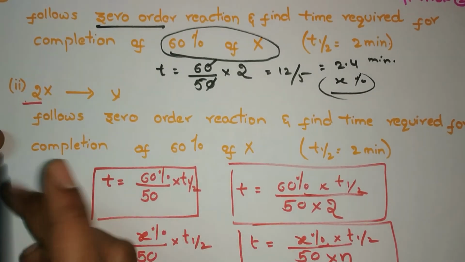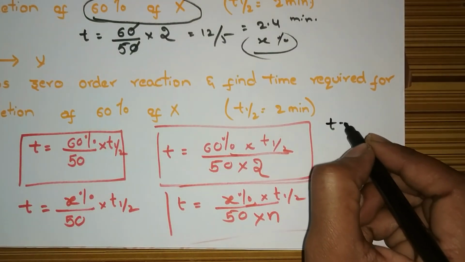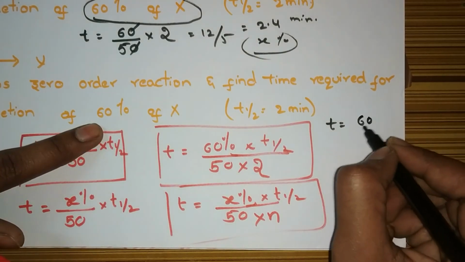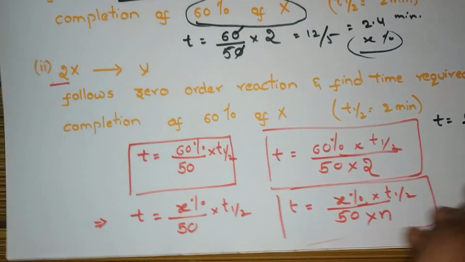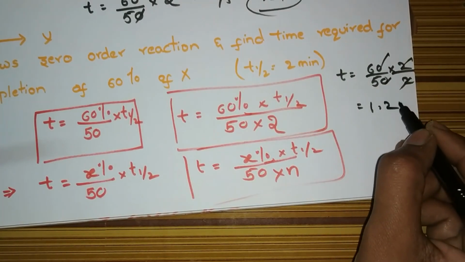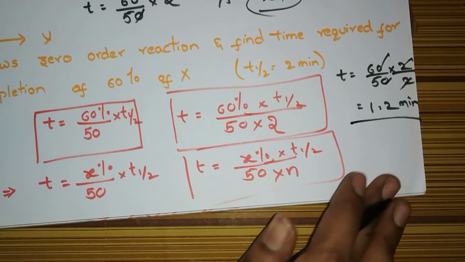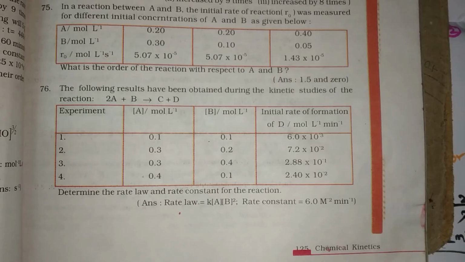Now for this also apply. T will be 60 by 50 into 2. Moles is 2, right? So 2. Then it will become 1.2 minutes. That's it. Completed. So yeah, I'm going to give you do it yourself questions.